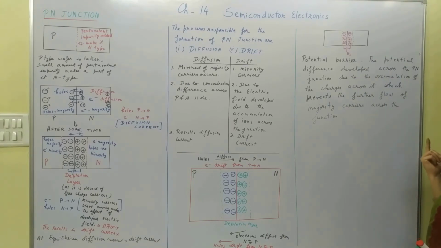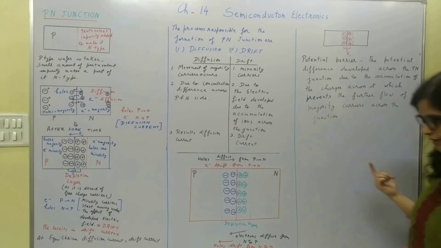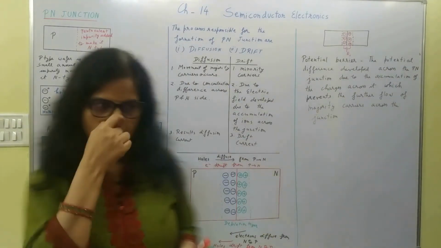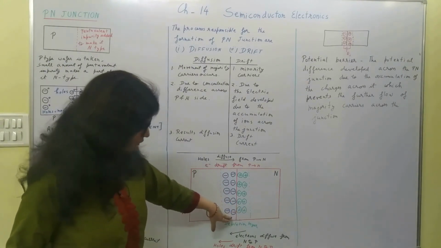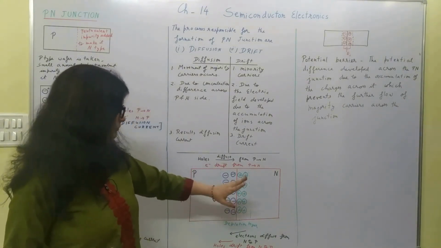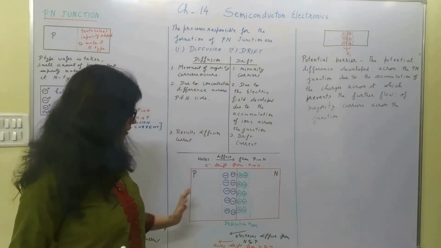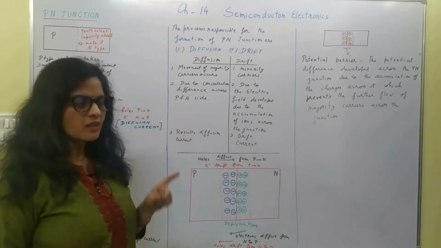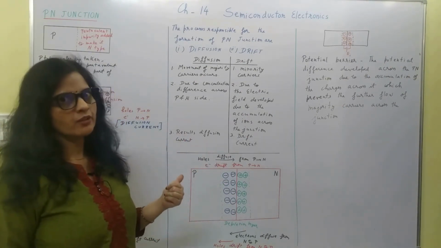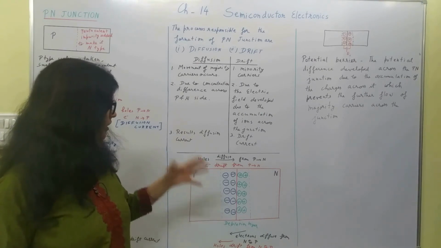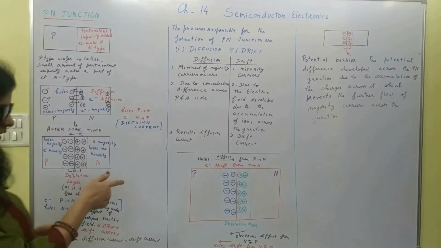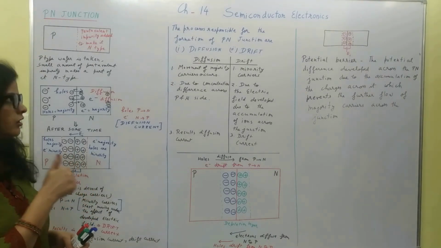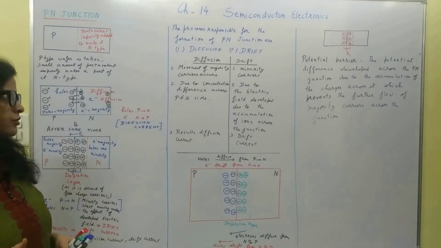So this is all about your barrier potential, diffusion and drift. So we know that this electric field developed due to the accumulation of the charges or ions, it opposes the further flow of majority carriers, but it supports the minority carriers. That means it results in drift due to the development of the electric field due to the accumulation of these ions or charges. So that's all for now.